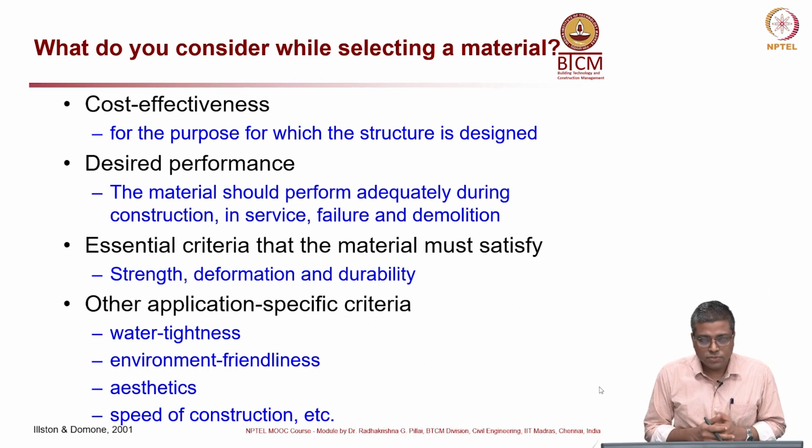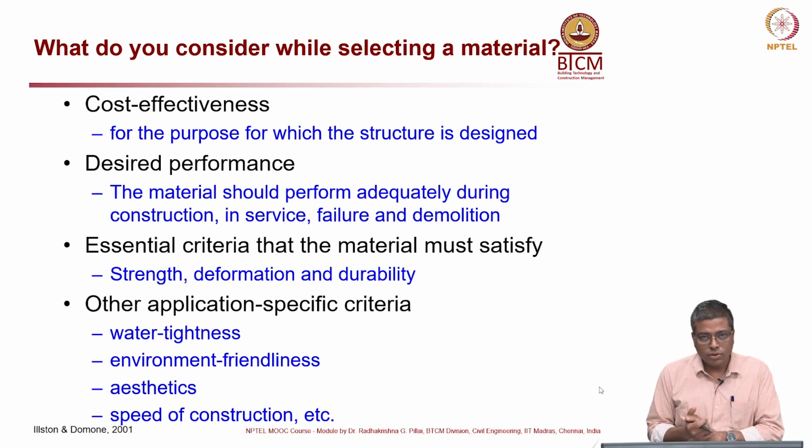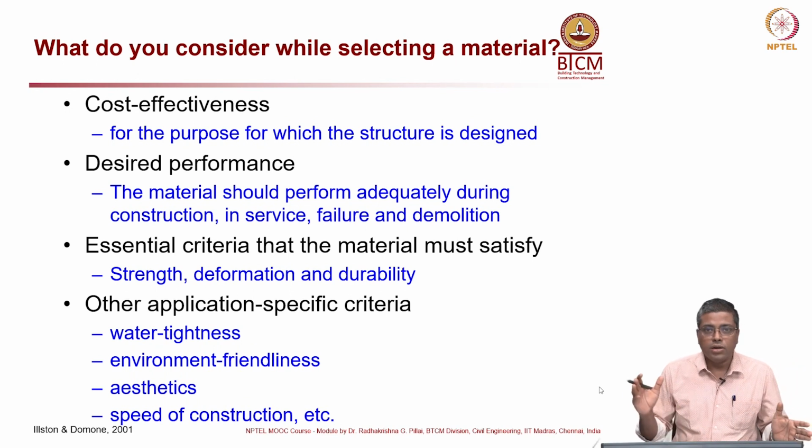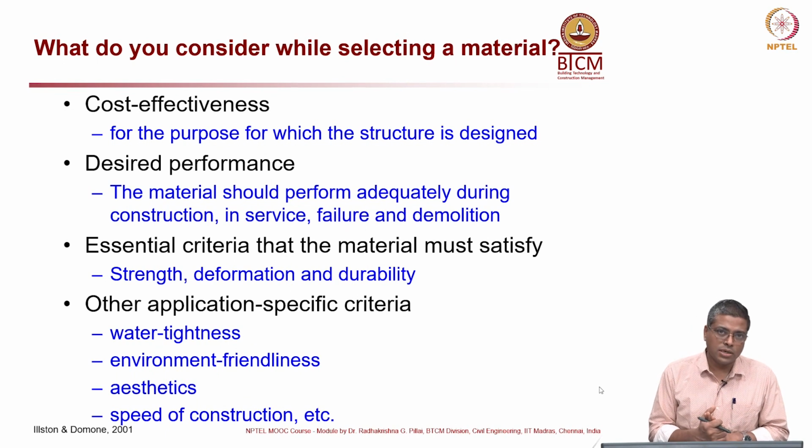Then the desired performance. When we talk about desired performance, that means the material should perform adequately during the construction, in the service period, and also during the failure and demolition phase. So from the beginning till the end, that is from cradle to grave, the structure, or the material system, should perform in a desired fashion for the entire life of the structure. Now, during this time, what are those essential criteria that the material must satisfy?